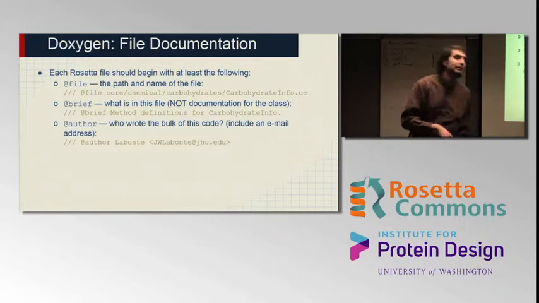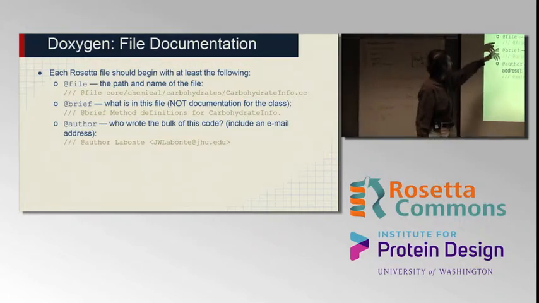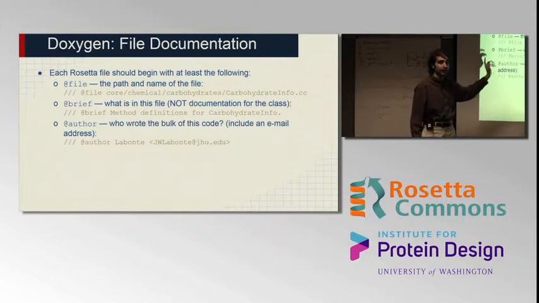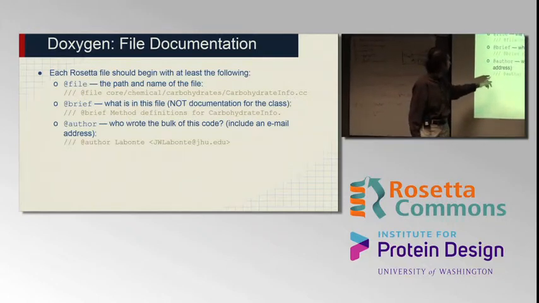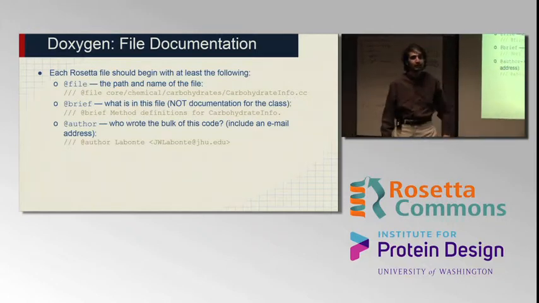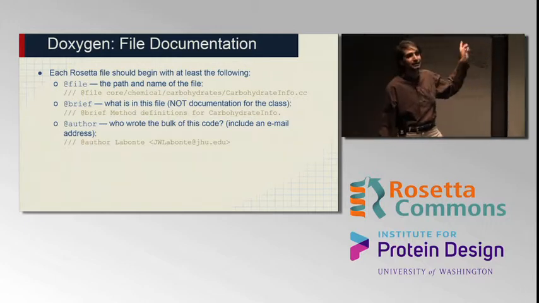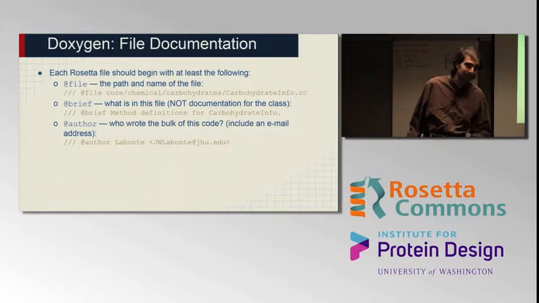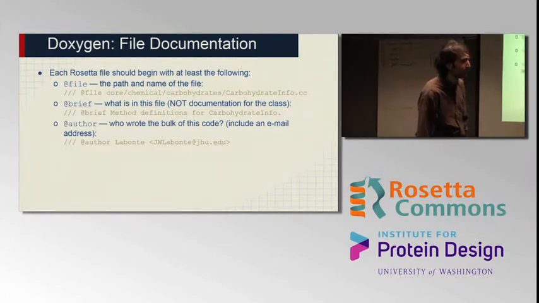At the start of any file in Rosetta, you should have these 3 lines. You should have what the file is, a brief description of it. You can have a detailed description of it as well, and who wrote it. And the who wrote it is very important, especially include an email address so that if someone has a problem in that file, they know whom they should be emailing.